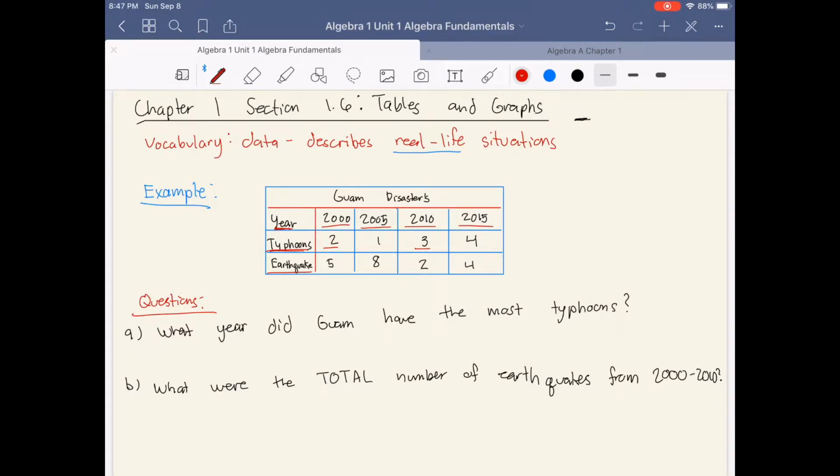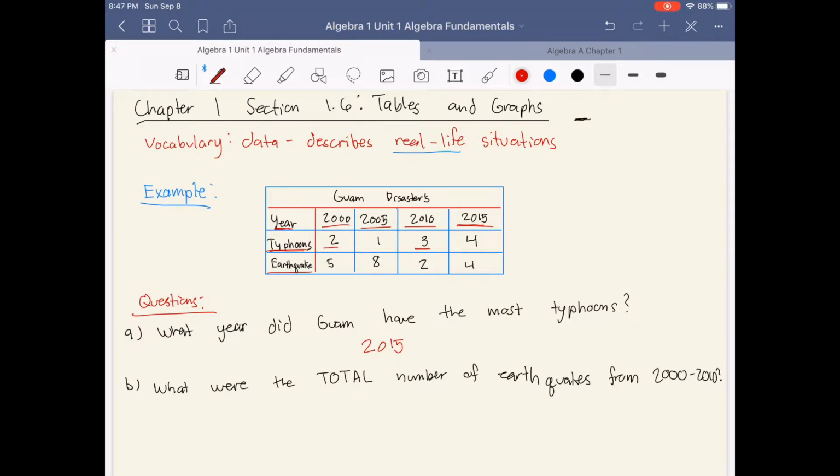Okay, so let's look at questions that pertain to the chart that I made. Look at letter A. What year did Guam have the most typhoons? Okay, so what year did Guam have the most typhoons? And if you answered 2015, then you are correct because 2015 had 4 typhoons that occurred. Not saying it's true, okay, it's just something that I made up.